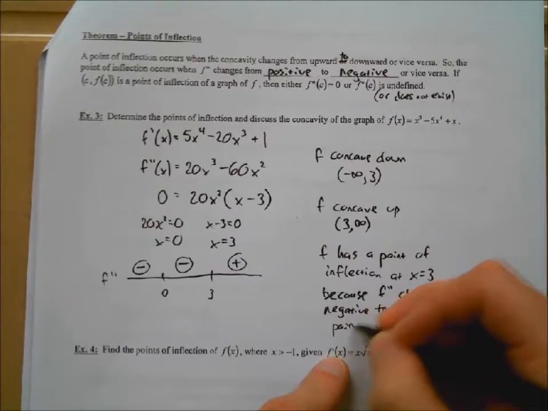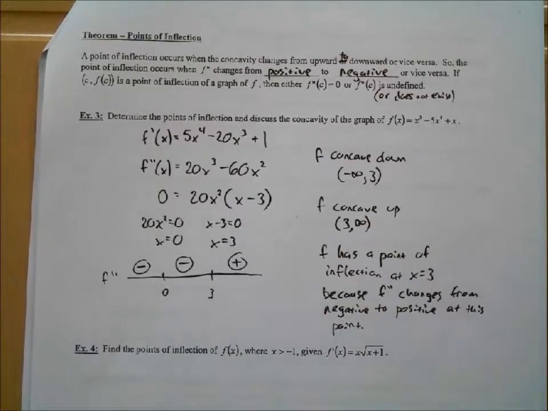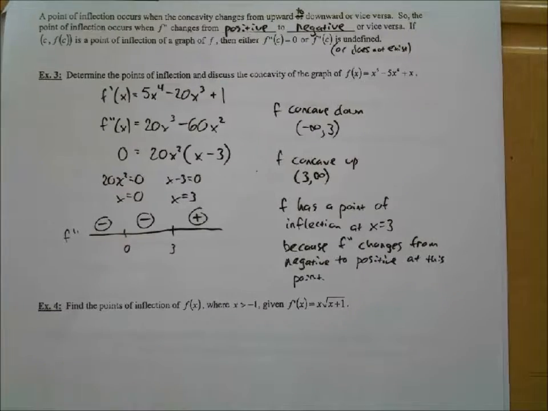Okay. That is sufficient, but if you wanted to go one more step to be even more thorough, you would say because f prime prime changes from negative to positive at this point, you would then say this indicates that f changes from concave down to concave up at this location too. So yeah, if you wanted to.